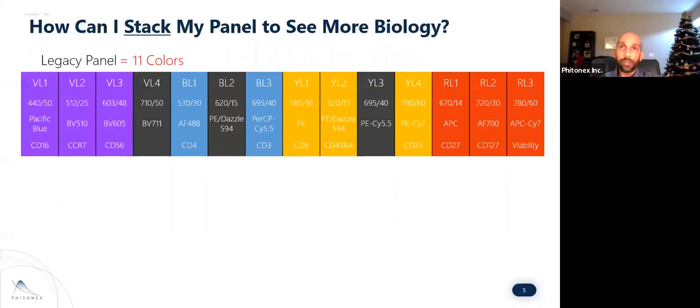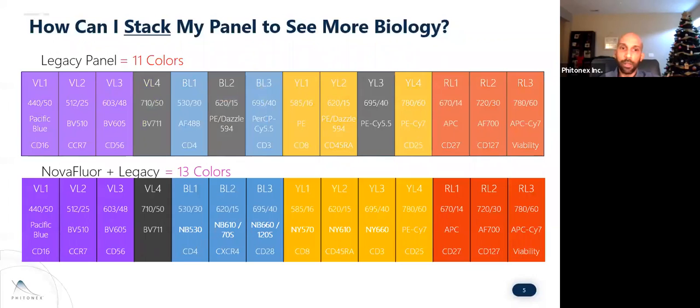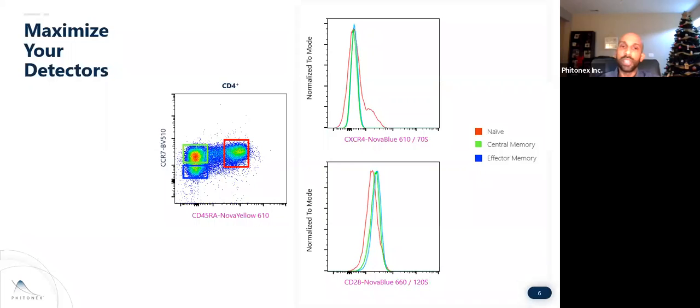I'll show you how to take this 11-color memory T-cell panel and expand it out to a 13-color panel without making any type of hardware changes. And with that panel expansion, we can dive deeper into the biology of our cells. We can really look at these cell phenotypes in these subsets, in this case, CXCR4 and CD28 expression on naive T cells, central and effector memory T cells. And again, that's with no hardware changes. It's just thinking about dyes a little differently.